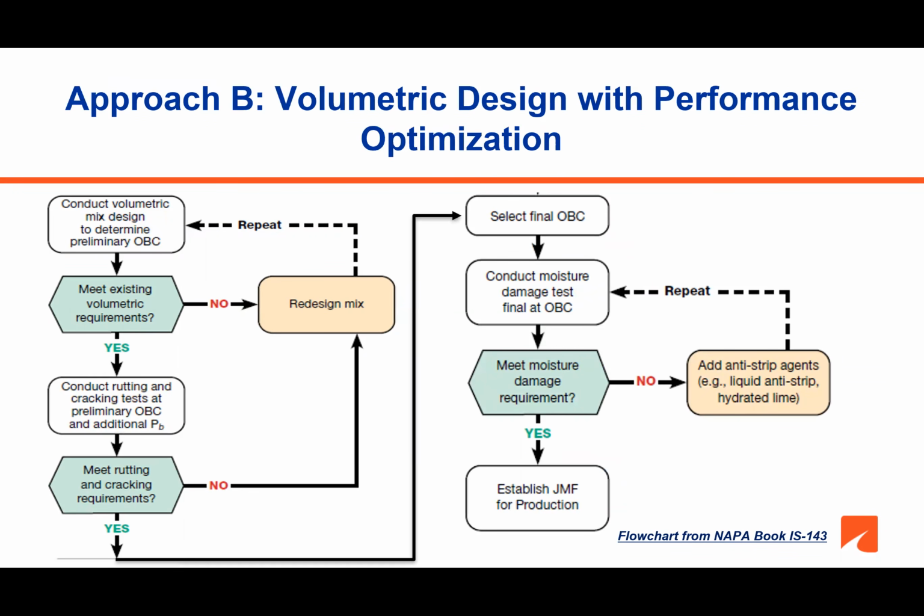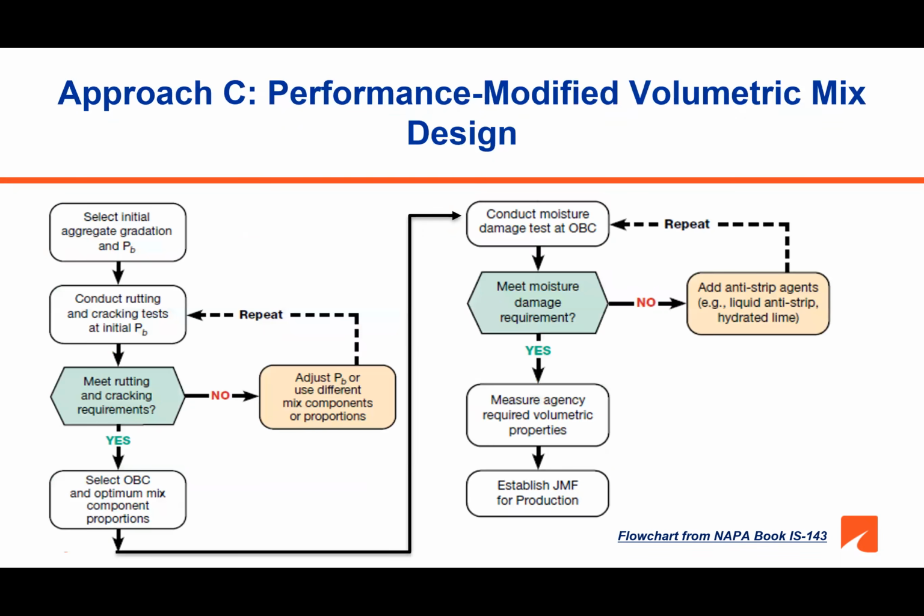Approach B, volumetric design with performance optimization. In this approach, the current volumetric mix design method is used to determine an initial optimum asphalt binder content. Then the mixture performance tests are performed on the mix design at the initial optimum asphalt binder content and 2 or more additional contents. The asphalt binder content that satisfies all of the performance criteria is finally identified as the optimum asphalt binder content.